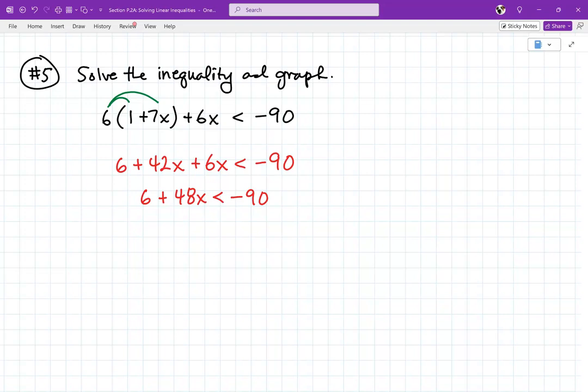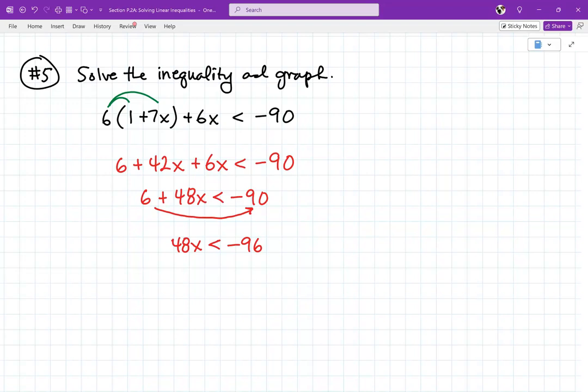Now I want to get the variable by itself. I see this 6 is just hanging out by itself, so let's move the 6 to the right side where the negative 90 is. That plus 6 is going to go over there. So I'm going to write 48x less than negative 96, because remember, the 6 becomes a negative.